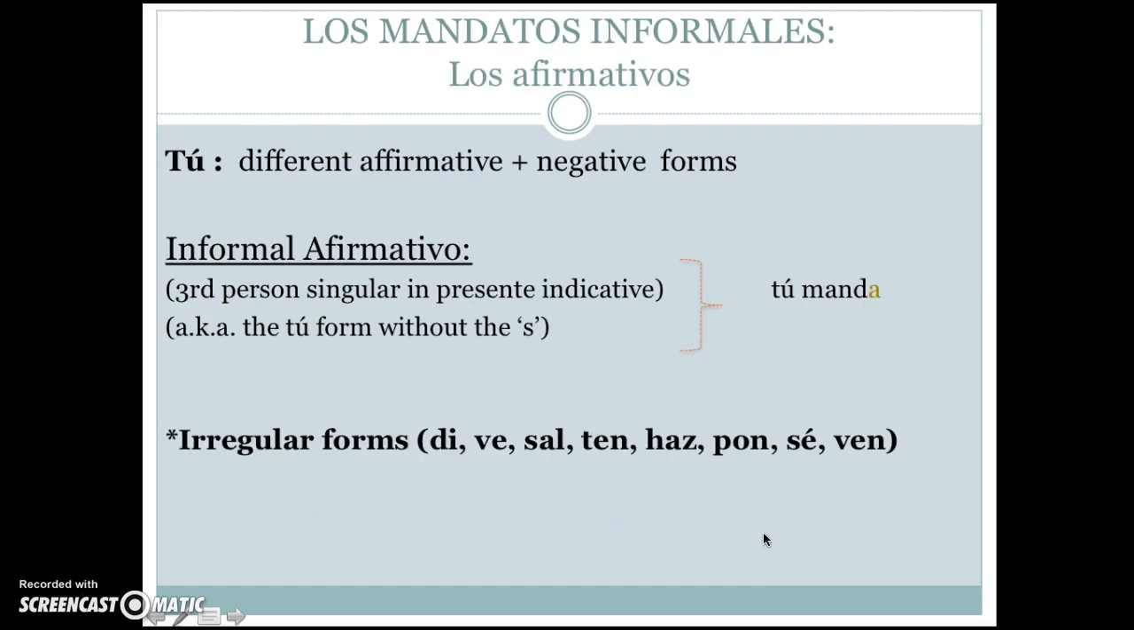So the mandatos informales, the informal commands, again, have a different form in the affirmative and the negative commands. For the affirmative, let's start with that first. We're telling, hey, to do something, affirmative. The way you form that command, the book explains it as you use the third person singular in the present indicative. Well, that's pretty wordy. What I like to say is just use the tú form, conjugate the verb for tú in the present tense. So if it's mandar, you're going to say mandas.